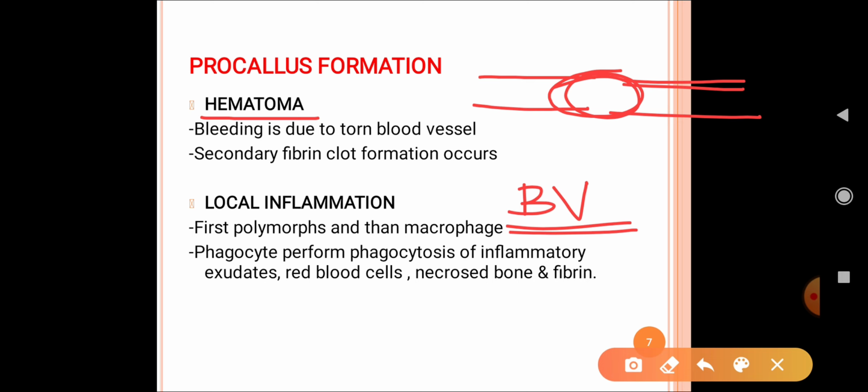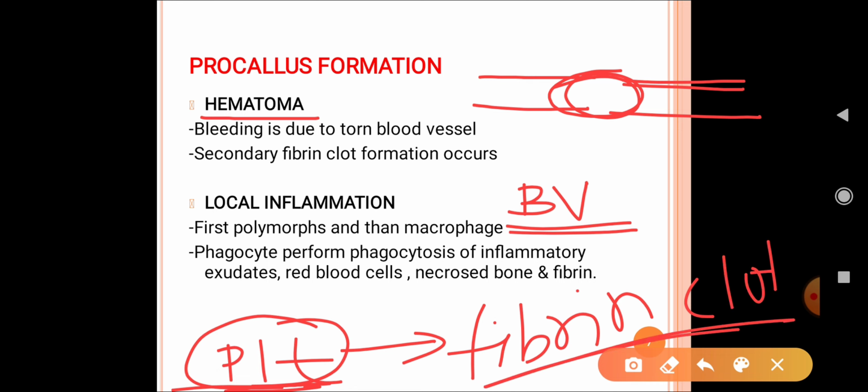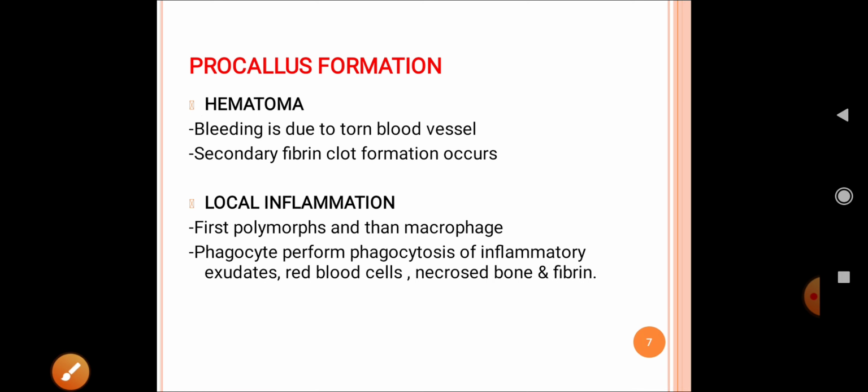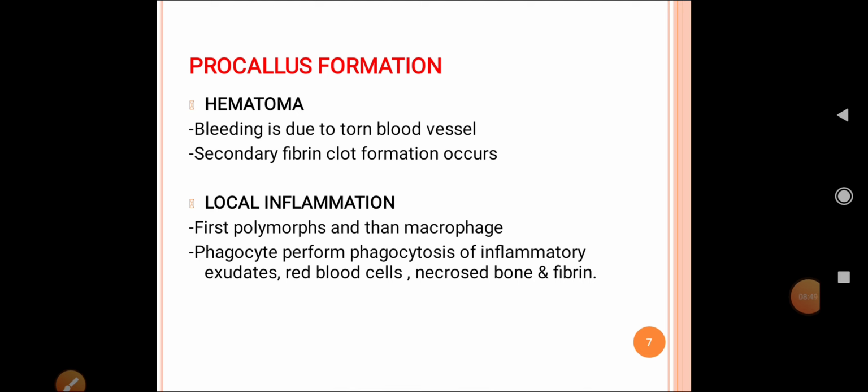Then what happens? Remember the chapter of inflammation. Whenever you are having any injury, first of all, your platelets get activated, and then such a primary hemostatic plug will be replaced by a secondary hemostatic plug with fibrin clot formation. So you will form the fibrin clot to stabilize the fractured portion, and that secondary fibrin clot formation will occur after bleeding. Okay, so the first process is hematoma formation and fibrin clot formation.